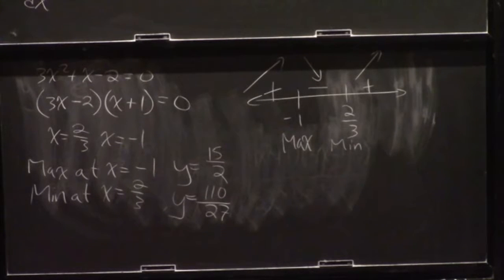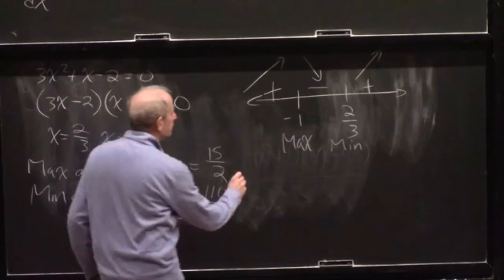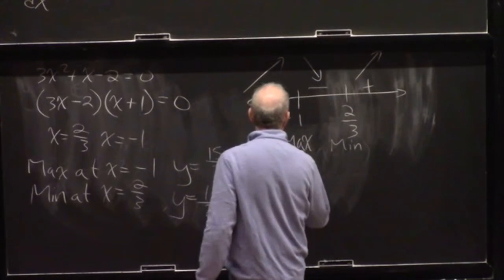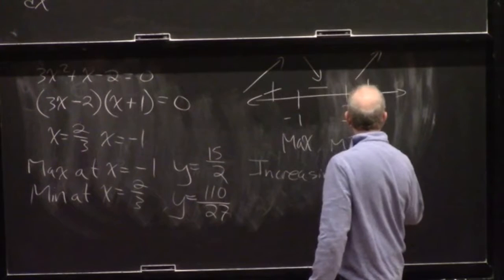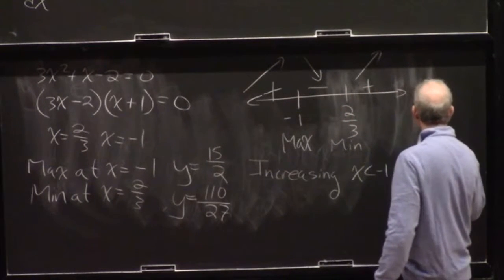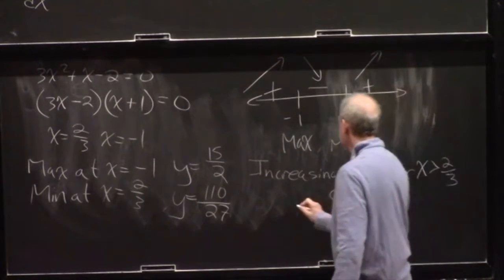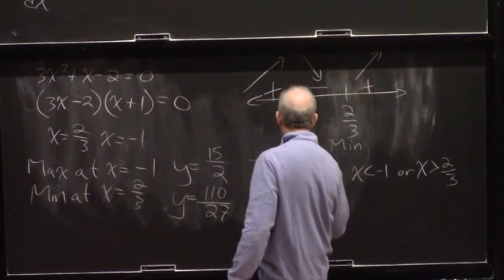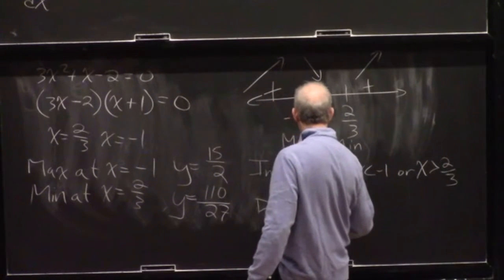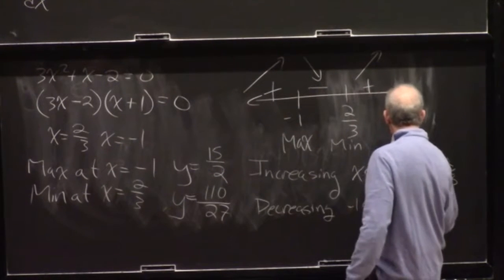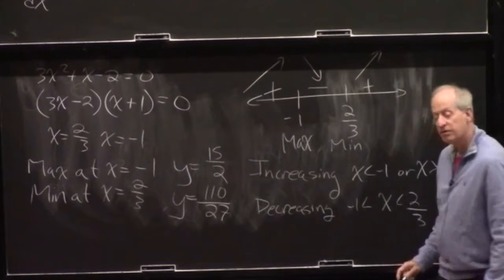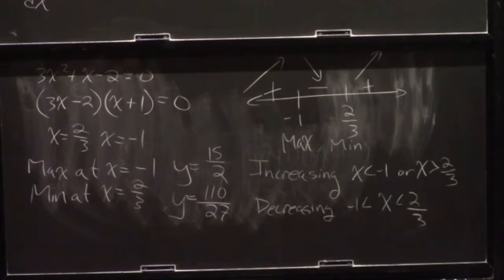And then where is it increasing or decreasing? Well, it's increasing when x is less than -1 or x is greater than 2/3, and it's decreasing when x is between -1 and 2/3. Yes, you can write that in interval notation, but you don't have to. So far, so good?